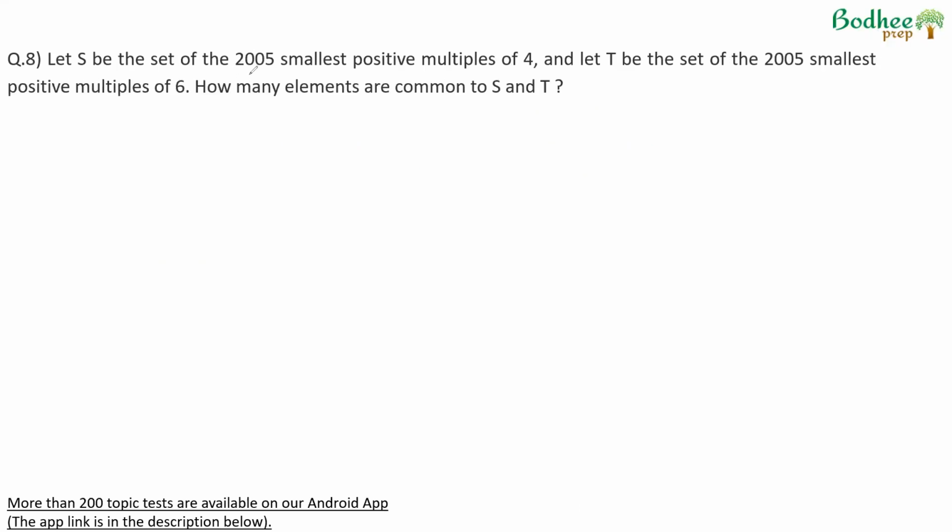Let S be the set of the 2005 smallest positive multiples of 4. Multiples of 4, smallest: so 4 into 1, 4 into 2, 4 into 3 and so on till 4 into 2005. So the smallest number is 4. The largest will be 4 into 2005, which is 8020.